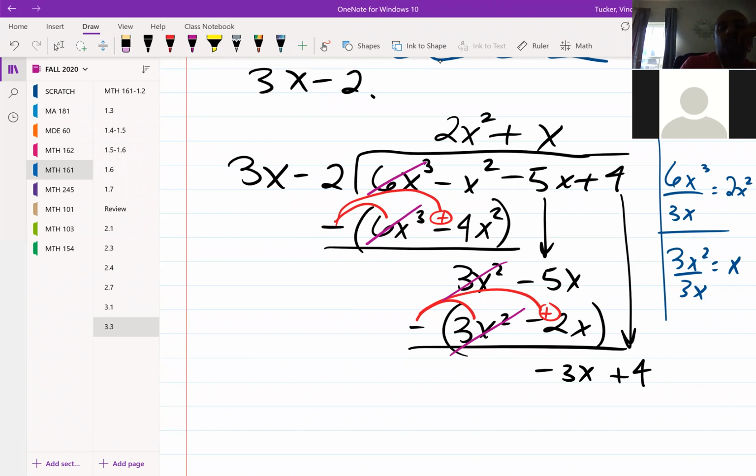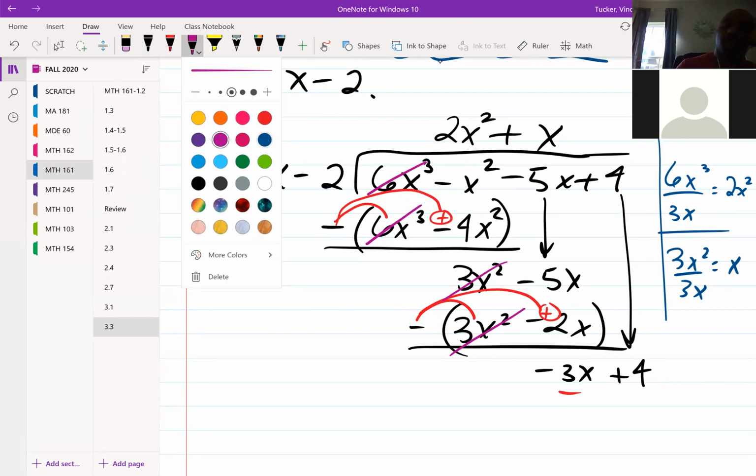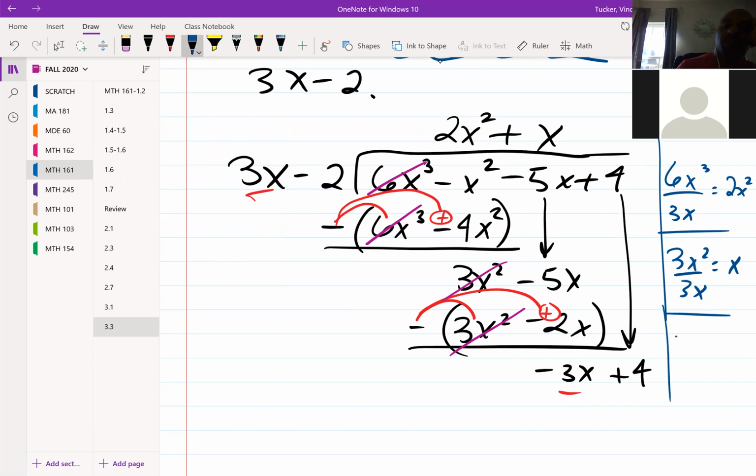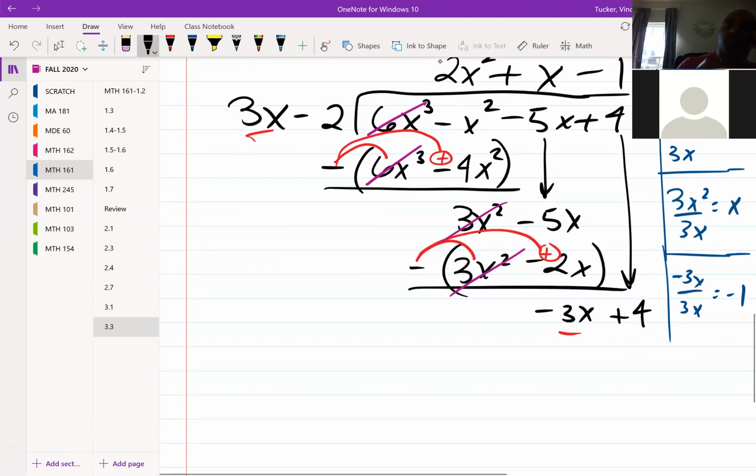All right, so once again, 3x compared to negative 3x. What times 3x will give me a negative 3x? That's just negative 1. So minus 1 goes up here. That negative 1 times each one of those terms. That's negative 3x plus 2.